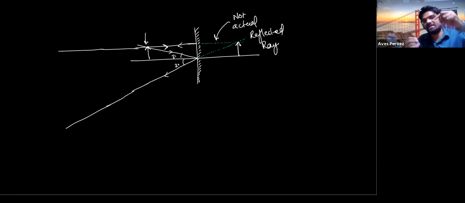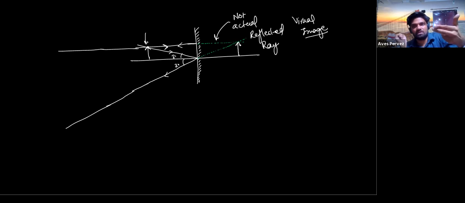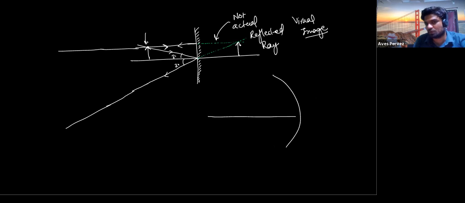So when the not actual reflected rays are making the image, that type of image is called a virtual image. And in case of a mirror, it will always be formed behind the mirror. But in case the original reflected rays meet, I'm going to explain. Let's suppose this is a concave mirror, a converging mirror. We are not going to this topic, but let me explain.